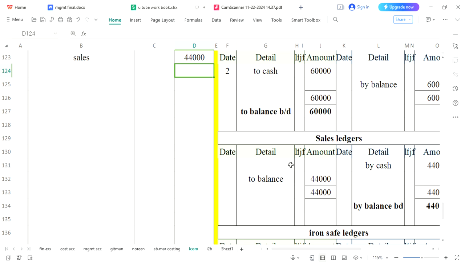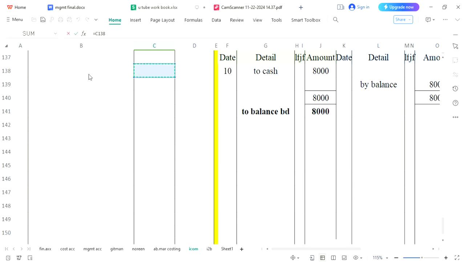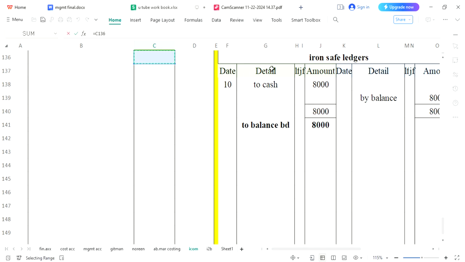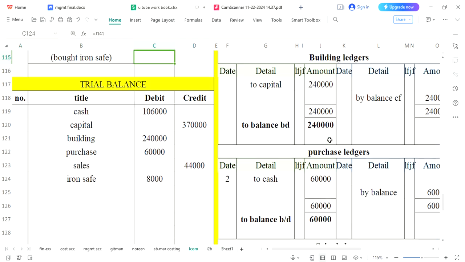Next is iron safe. So let's write down the title first and see where this ledger is. Look at here, this is your iron safe ledger, and balance is written on debit side, so you will choose debit side. Okay guys, all ledgers have been written. This was your ledger number 1, then 2, 5 and 6 ledger.